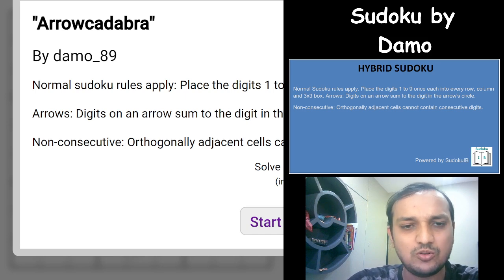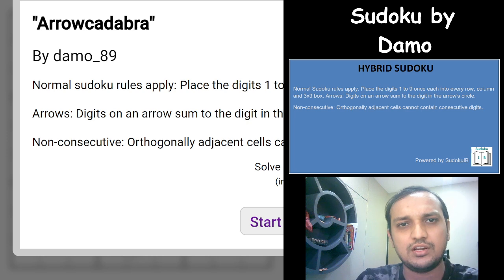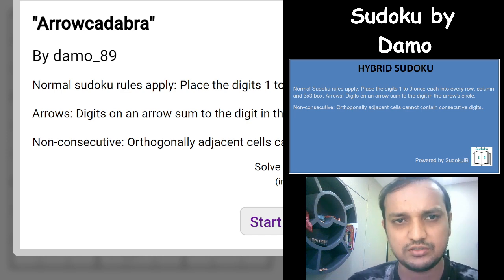Ashish here, and today I'll be covering a Sudoku variant on our channel. It's a hybrid Sudoku, so arrow constraint and non-consecutive constraint is in the Sudoku.